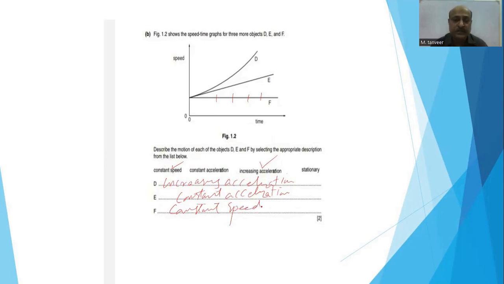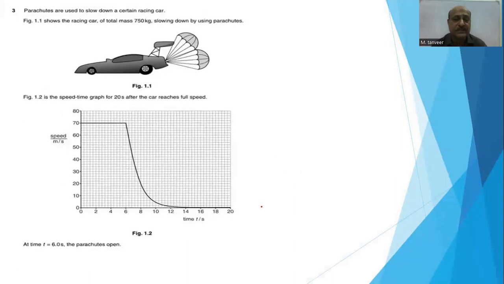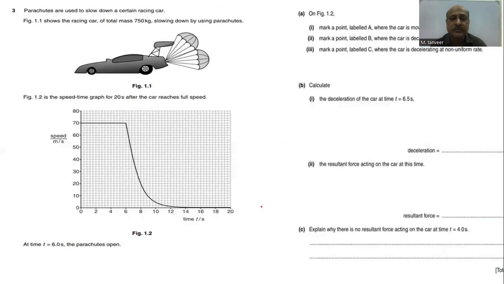So this question is completed. Next. A parachute is used to slow down a certain racing car. The figure shows the racing car of total mass 750 kilograms slowing down by using a parachute. Figure 1.2 is the speed-time graph for 20 seconds after the car reaches full speed. This is the speed-time graph for the car. So you have to tell the answers.